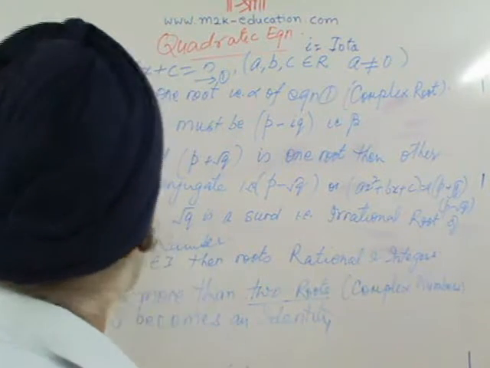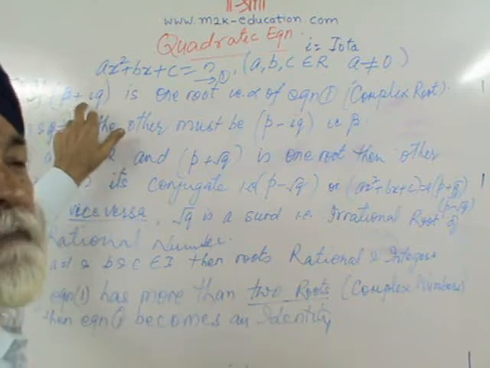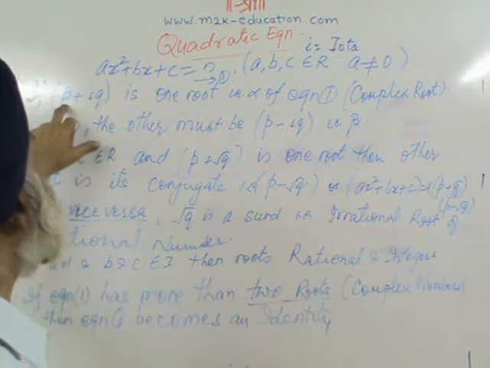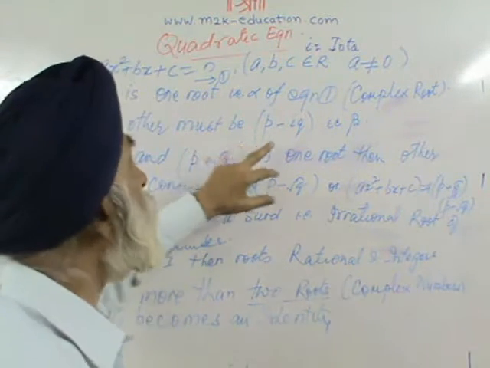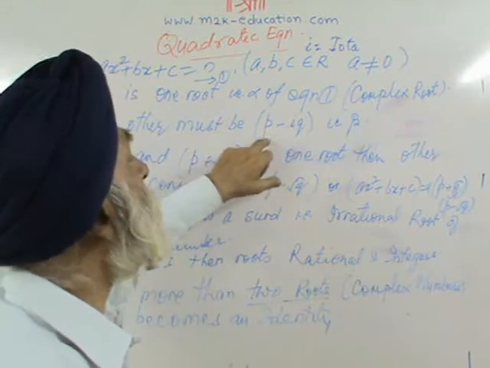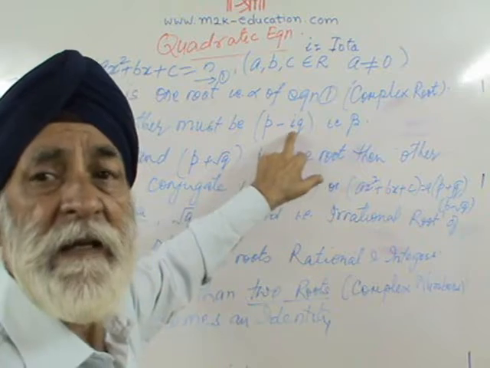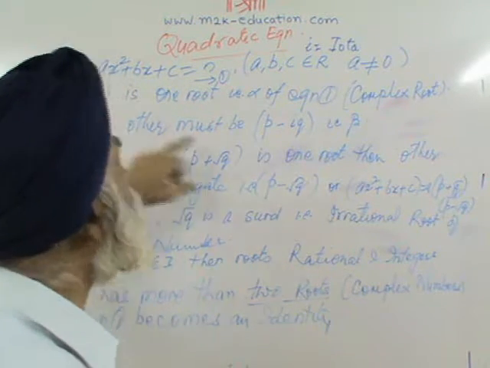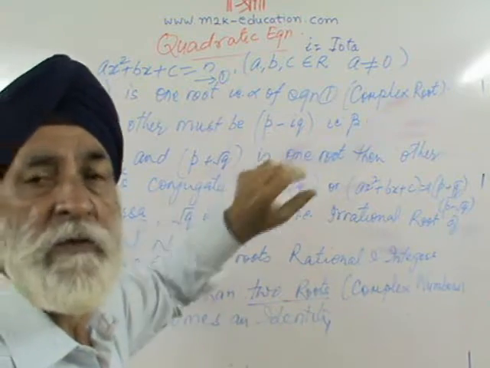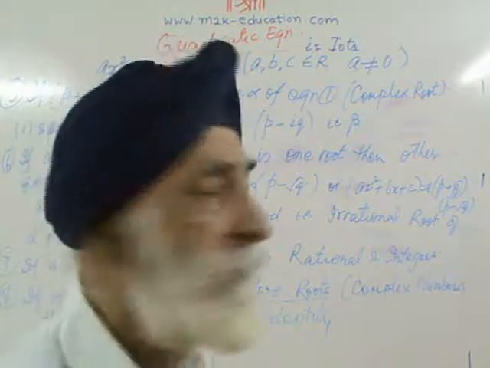Okay? So if one root is p plus iq, meaning a complex number which consists of a real as well as an imaginary part, then the other root will be p minus iq, that is a conjugate number where one root is plus and the other root is minus. So the equation can be immediately solved with it.